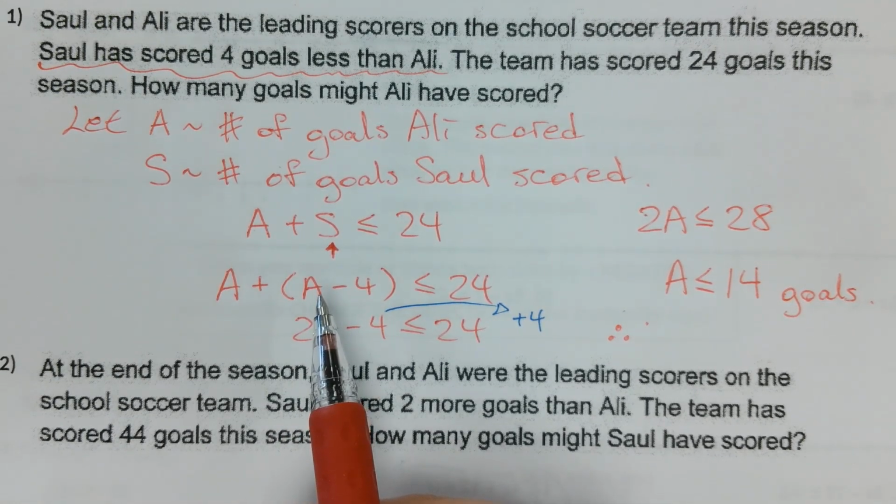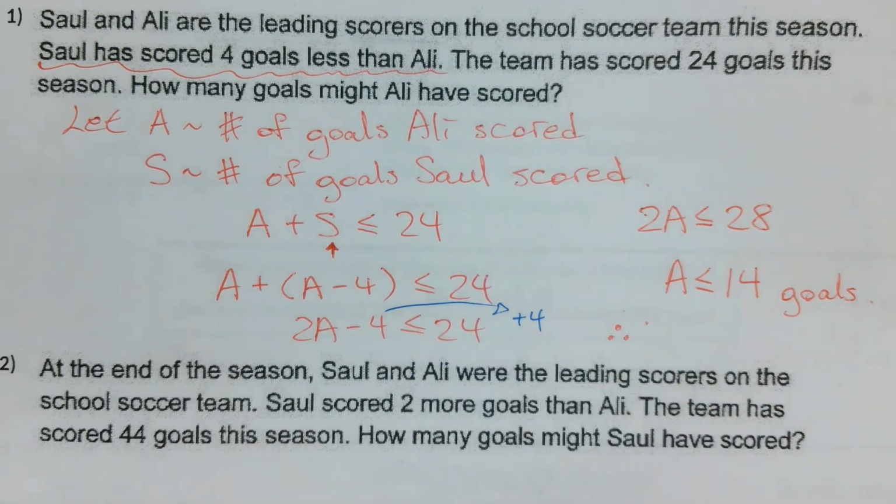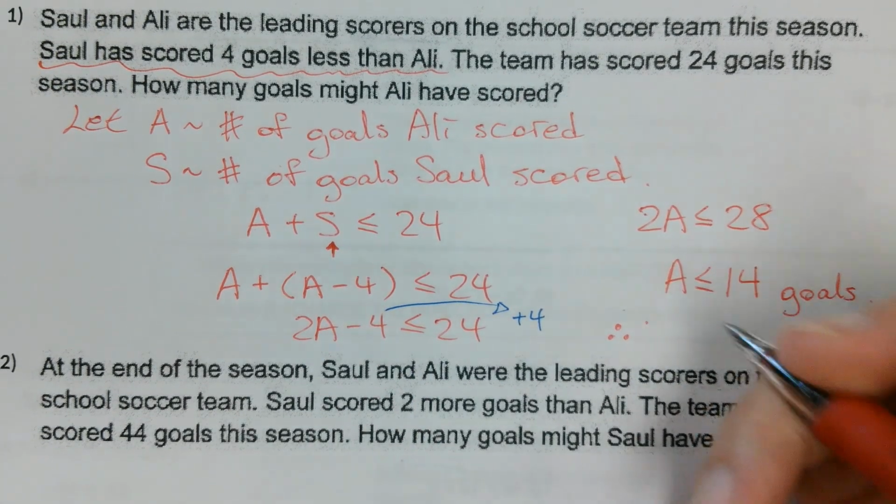6. Because if Saul has 2 goals and the rest of the team has 1, then it'd be 24. So 6 would be the 6 for Ali. And Saul would have 2, and the other players on the team may have 1. But the rest of the team would have 1. Yeah, good job.